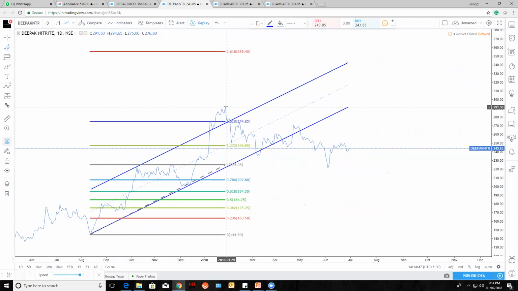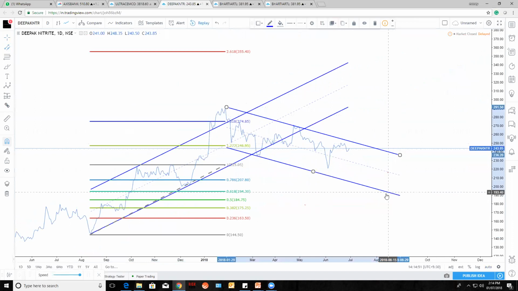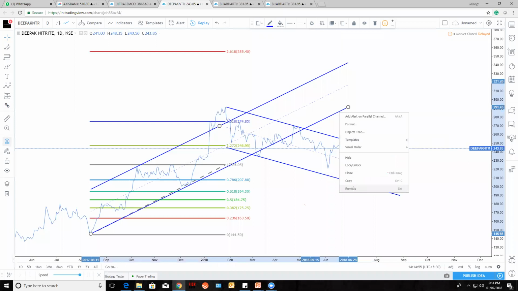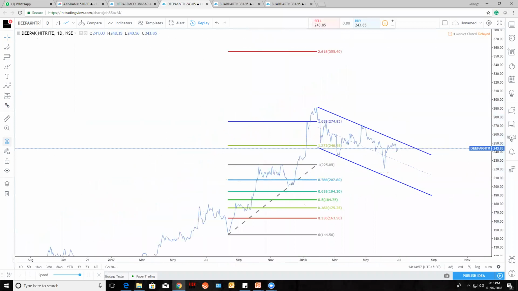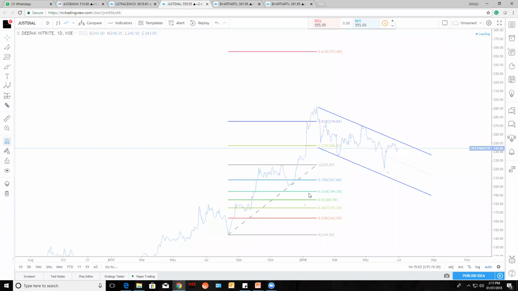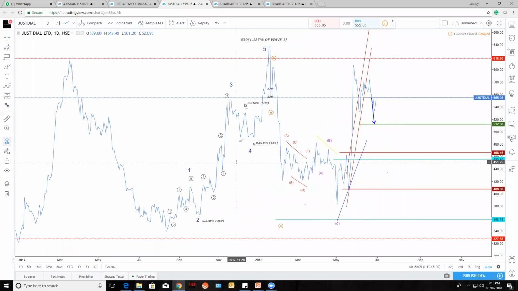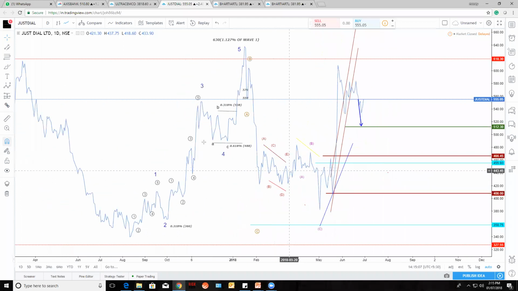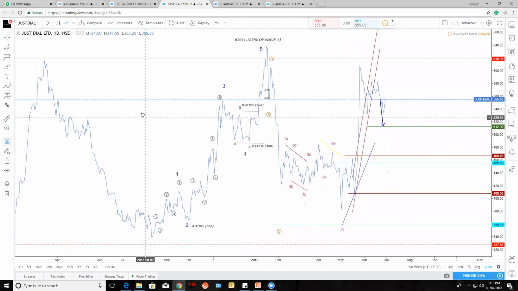Now there is one more channel from the top. This is for sideways, right? You can check with that. And we traded previously in Justdial, if you guys remember. I'll just take the chart also. I'll try to show this part.